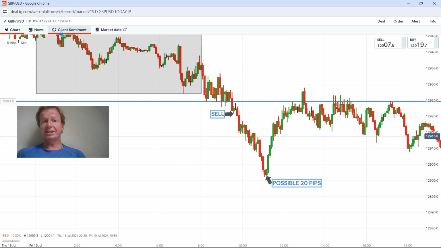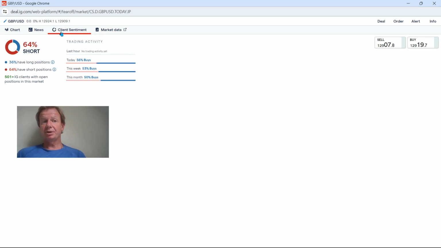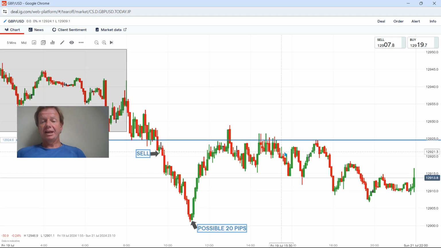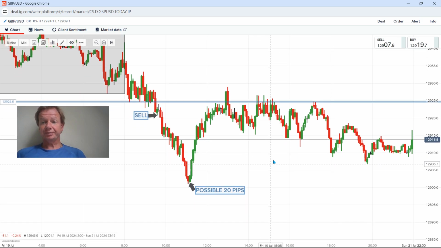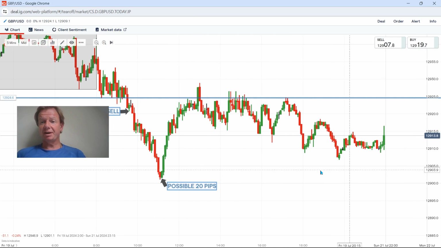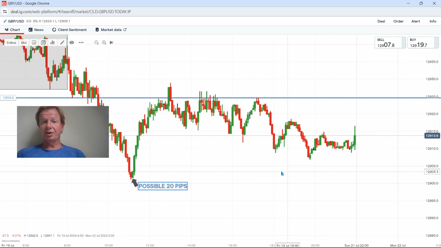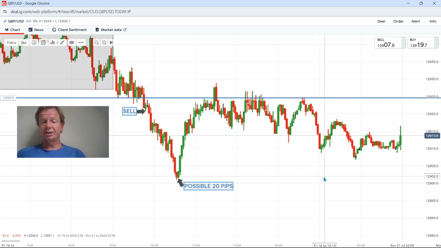And I guess it's a bit the same with the client sentiment. Yes, we know most traders lose money, but this is 64%, on this 5-minute chart. In that small period of time, it doesn't mean that the price isn't going to go down for a little period of time. And as you can see, it's come back up at the end of the day. It's gone a bit higher than the Euro US.